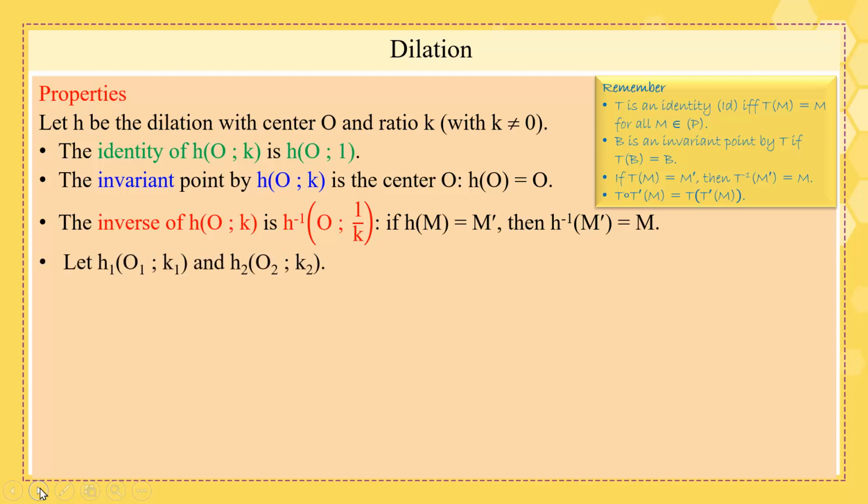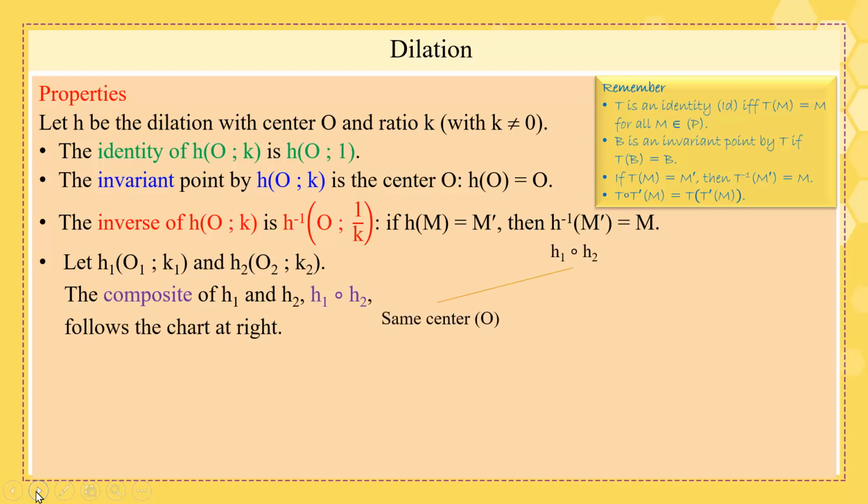Now, if we have these two dilations, H1 and H2, then the composite of the two dilations follows the chart at the right. First, if H1 and H2 have the same center O. The second case, if they have different centers. If they have the same center and the product of their ratios is 1. If they have the same center but the product of their ratios is different from 1. If they have different centers and the product of their ratios is 1. If they have different centers but the product of their ratios is different from 1. Each one of these cases will give the following result.